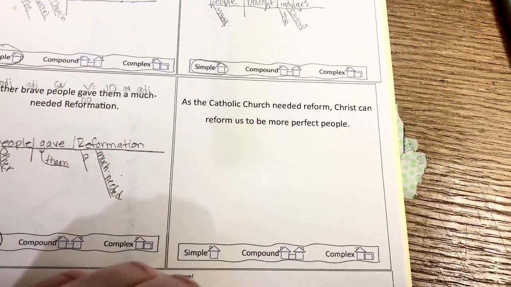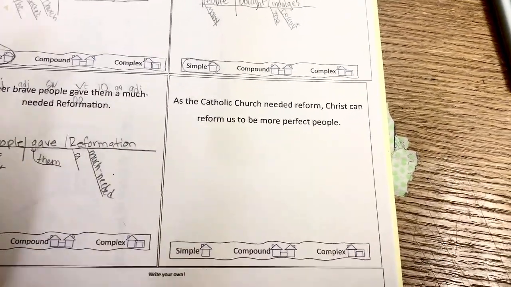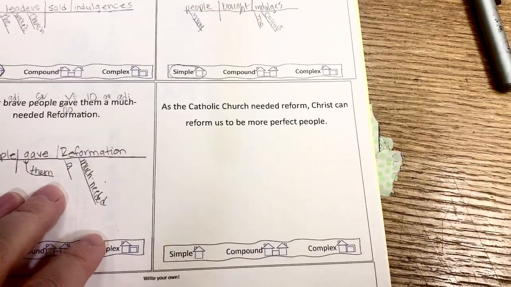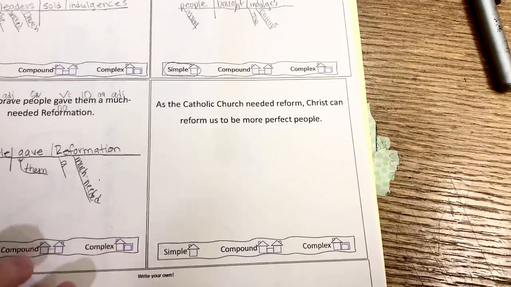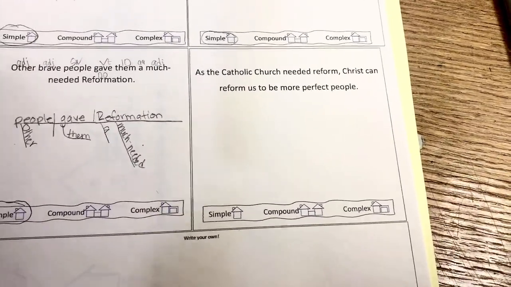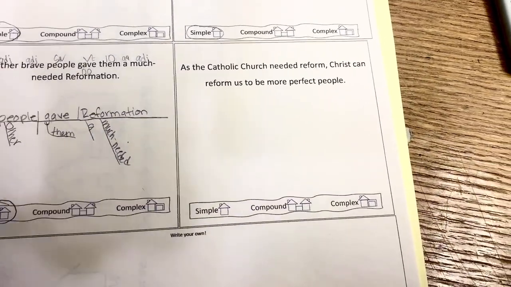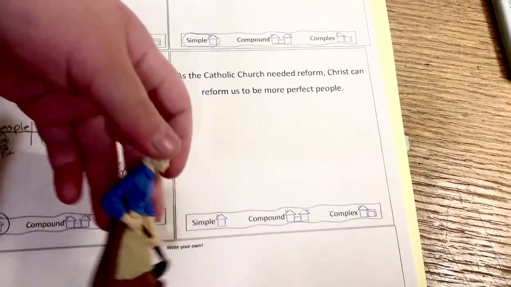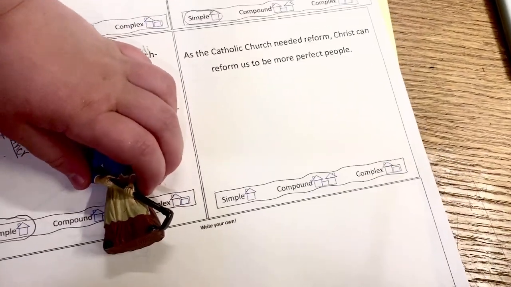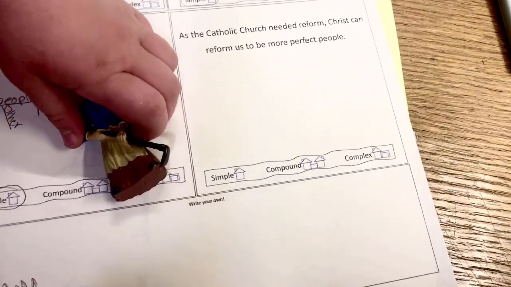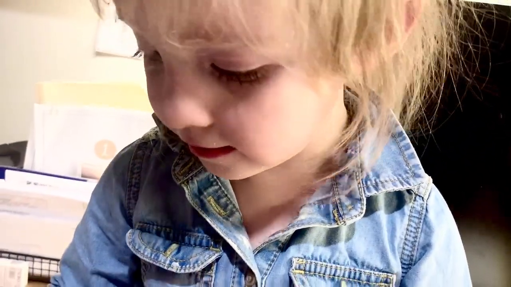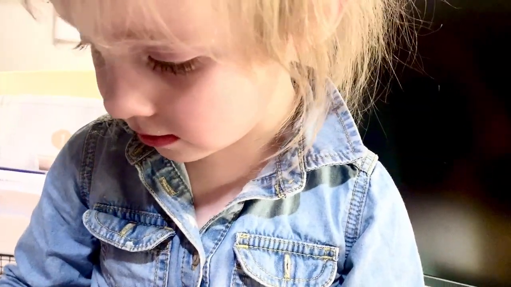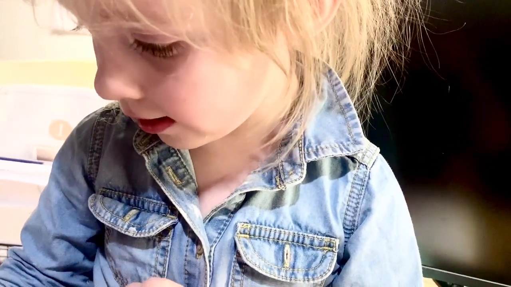An infinitive is to plus a verb used as a noun, adjective, or adverb. See if you can sing with me. You sing it with me.